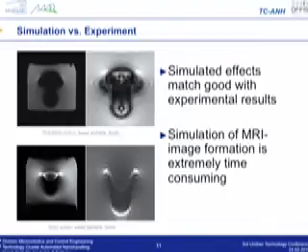And this is a spin echo sequence, the same particle. So we see the artifact is looking quite different, but the simulation, well, not perfect, but it is in the right direction. The problem is that the simulation of MRI image formation is quite time-consuming and quite some effort.